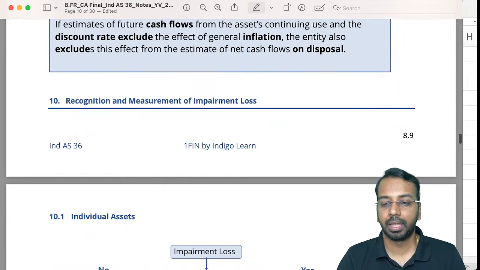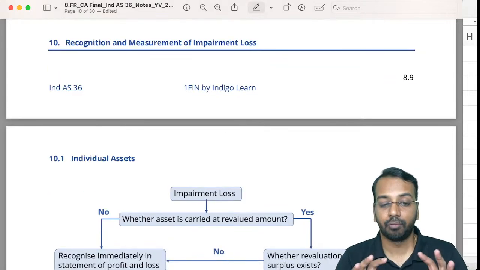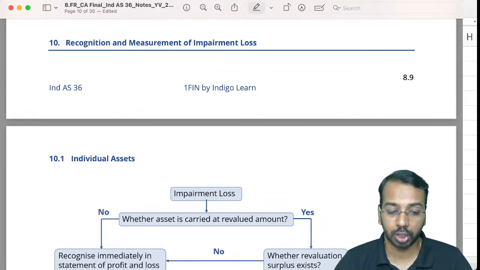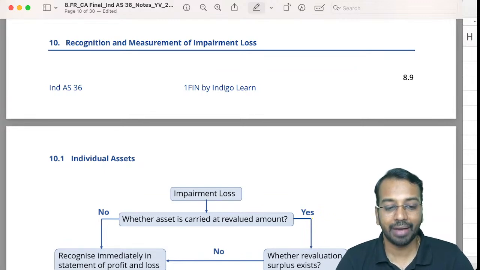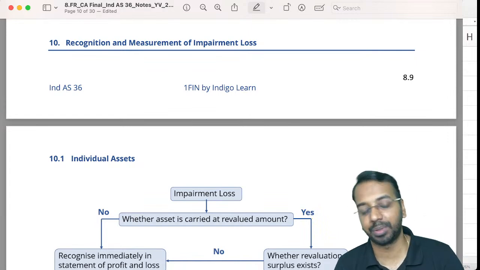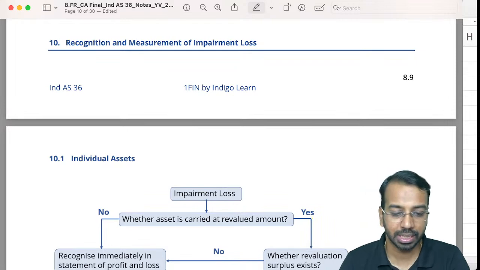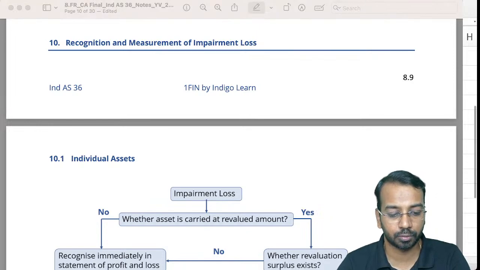Now, after doing all of these, what we get is impairment loss. Now, if we have an impairment loss, how do we recognize that impairment loss? And this is a very, very important discussion and the crux of the entire discussion we had so far. So let me just open this.